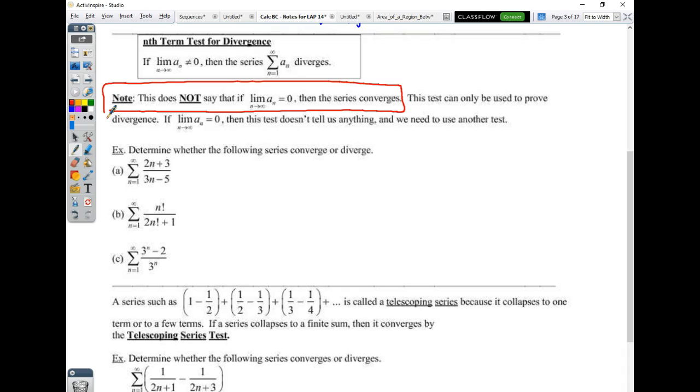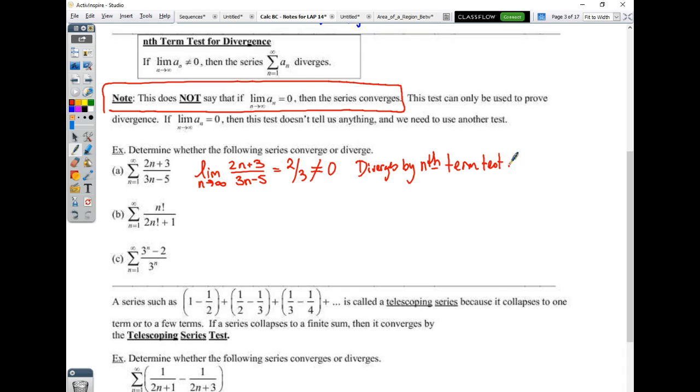To be able to use the nth term test for divergence, I need to look at my series, and I have to go, well, if I take the limit as n goes to infinity of this (2n + 3)/(3n - 5), what do I get? I get 2/3. What do I know about 2/3? It's definitely not 0. And since I have a limit that does not equal 0, we can say that this diverges by nth term.